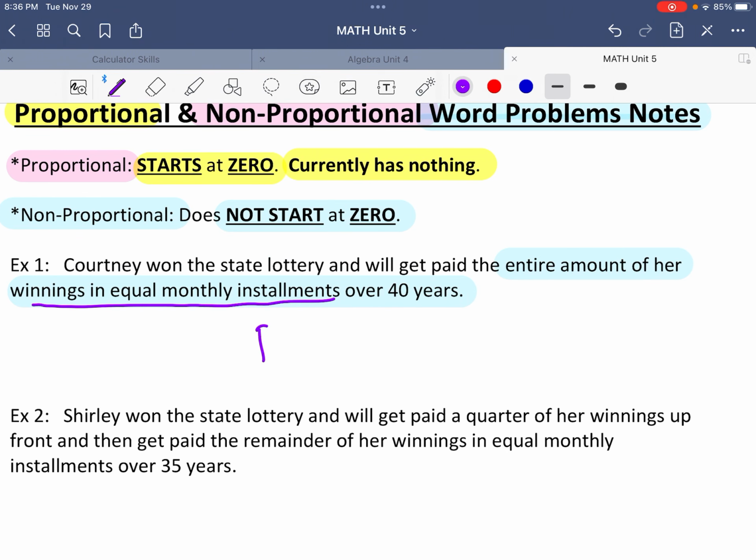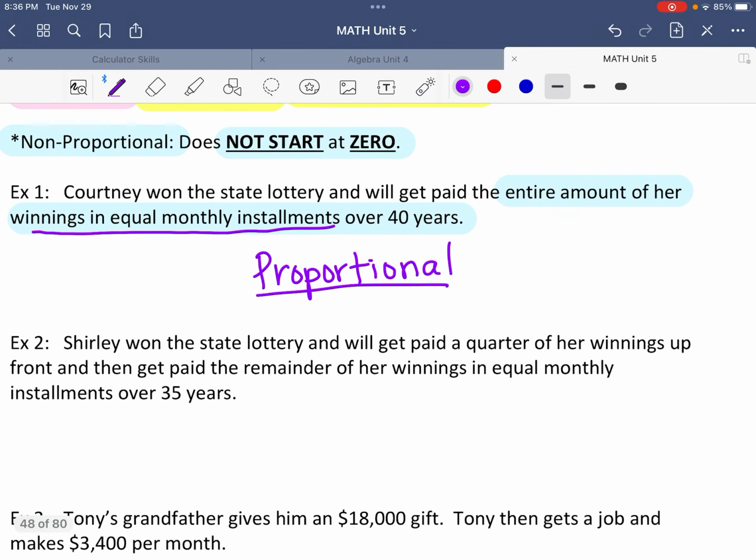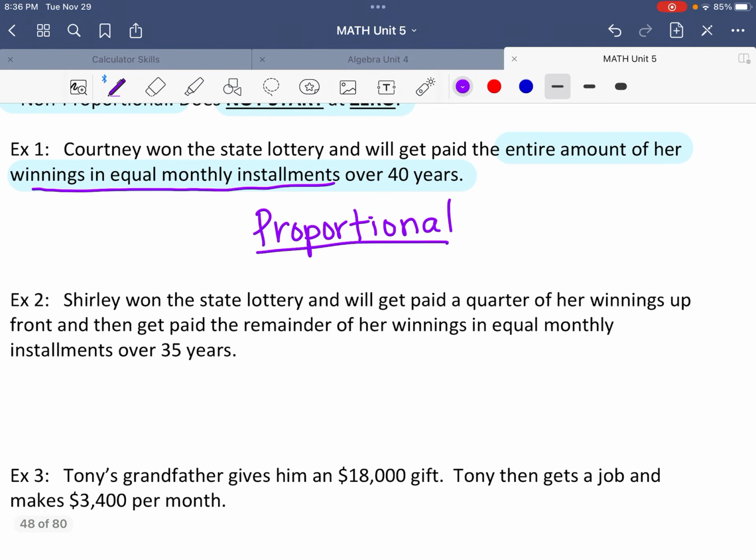That would be proportional. Okay, and so you're just going to have to be reading to see what they're starting with. So that's proportional because she is starting at 0 and then getting her payments out over 40 years. Okay, and the 40 years part's not the important part. It's the fact that she's getting all of it in equal monthly installments. All right, let's look at example number 2.